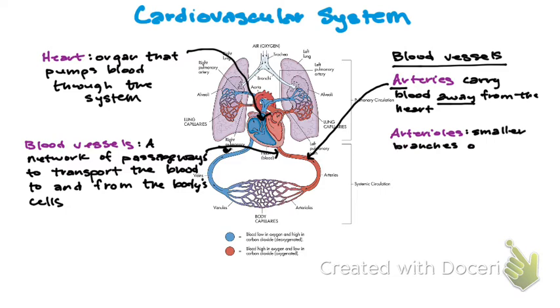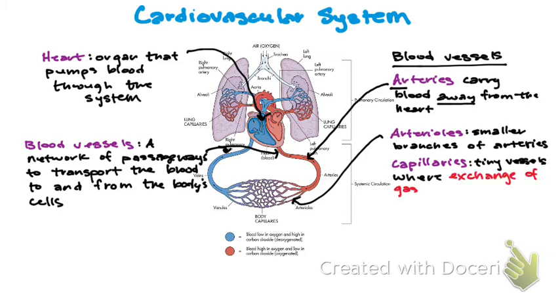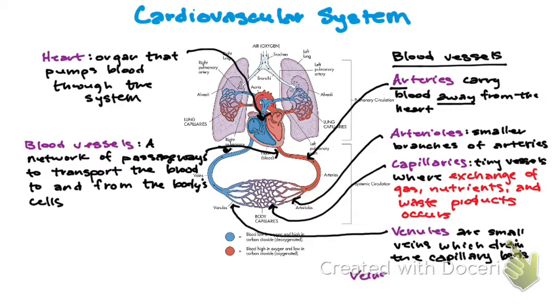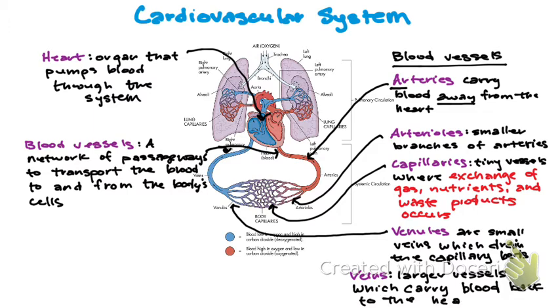Arterioles are smaller branches of arteries, which feed into the capillaries, which are tiny, tiny vessels where exchange of gas, nutrients, and waste products occur. The venules are small veins which drain the capillary beds, and those all feed into the veins, which are larger vessels which carry blood back to the heart.